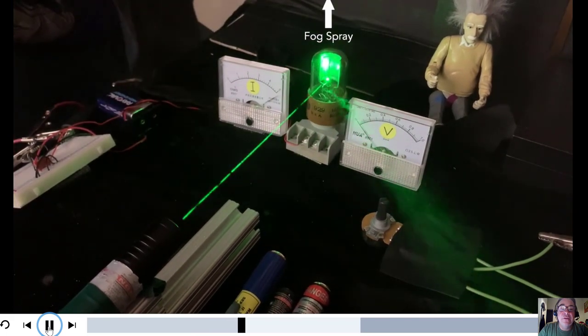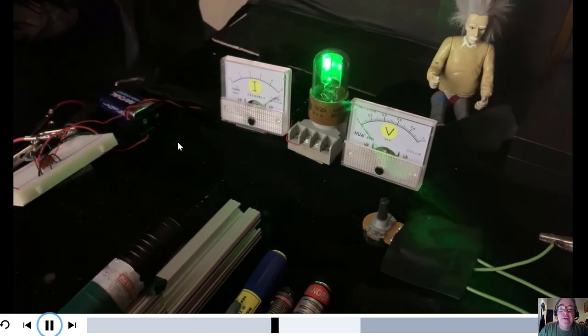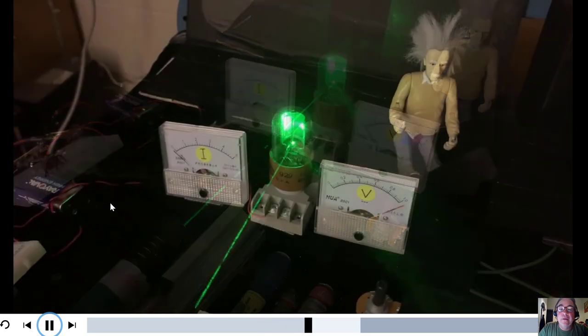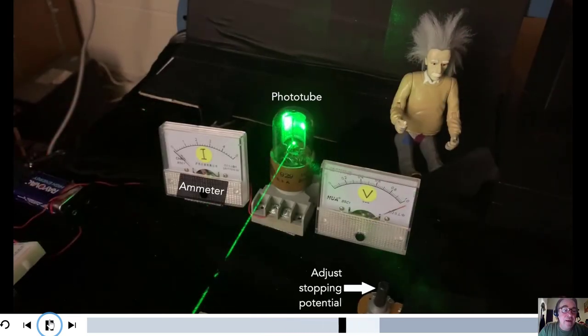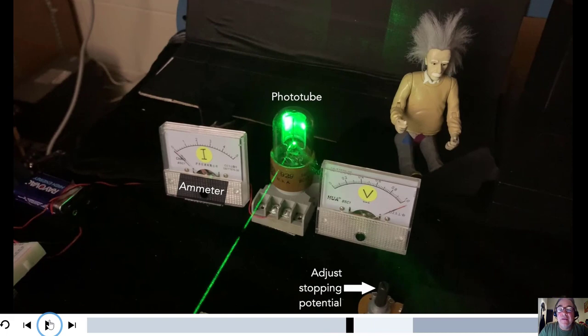Okay, good. So you see there's a whole bunch of current here, too much for this to even measure. And right here what you're seeing is there's a really big potential set up. So really electrons are being freed, they're being guided across the tube. This voltage that you see here is the voltage that's either being used to guide the electrons across or being used to stop the current from flowing at all. So this says adjusting the stopping potential right here. So this is the stopping potential.